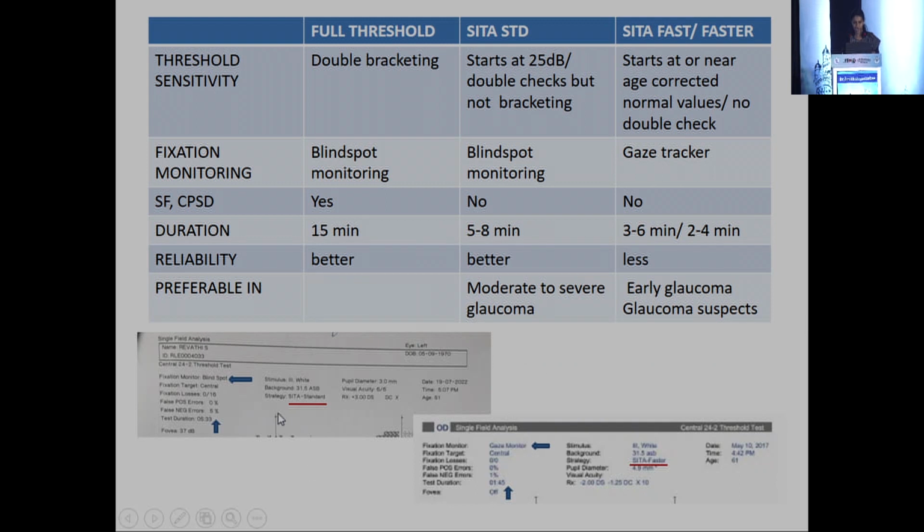This is the SITA standard. Fixation monitoring is done with blind spot monitoring, whereas in SITA Fast and Faster, it's done with the gaze tracking technology. This also helps in reducing the testing time. Full threshold takes around 15 minutes. SITA standard takes 5 to 8 minutes, and SITA Fast and Faster even lesser.